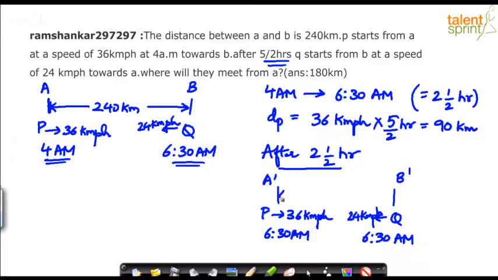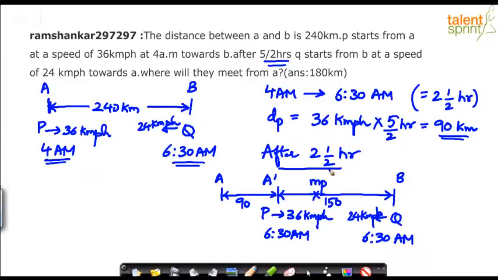Now what is the distance between A and B? Understand, the distance between A and B will be how much? Already P has covered some distance. So let's say this is A. This is 90 kilometers. So out of 240, if 90 is covered, remaining is what? 150. 90 is already covered by P from A to A dash. Now from A dash, this is not B dash, this is B. From A dash to B, the distance is 150 kilometers. Now what is he asking? Where will they meet from A? Let us assume this is the meeting point.